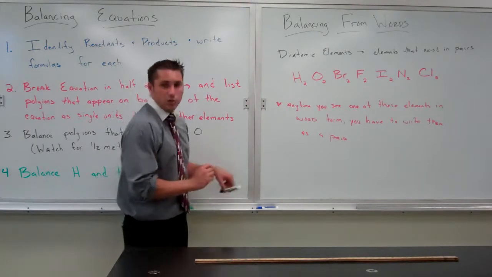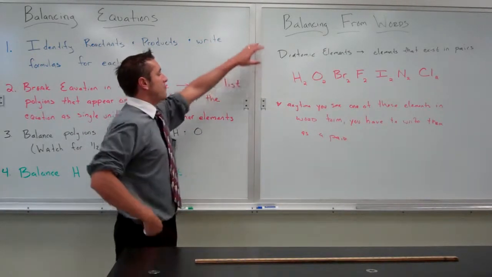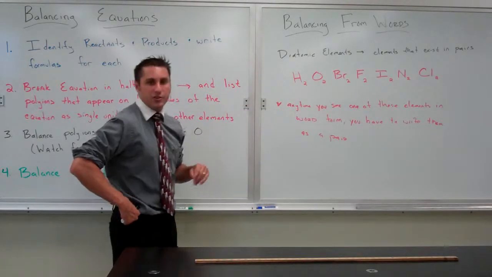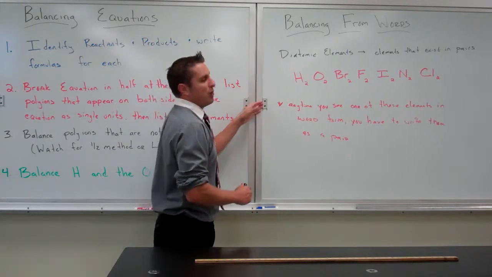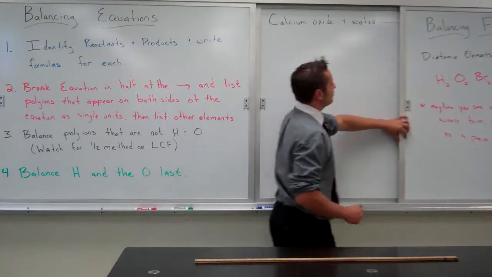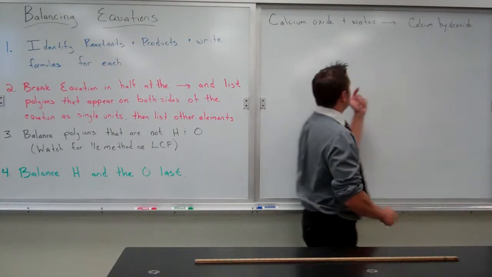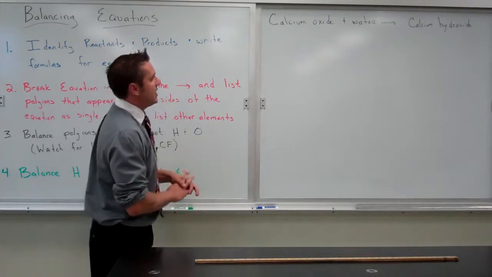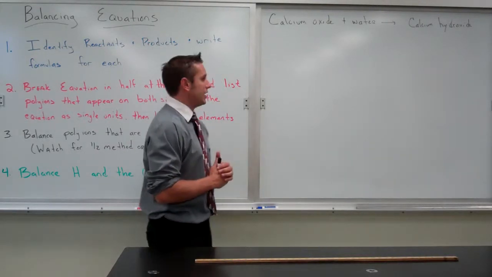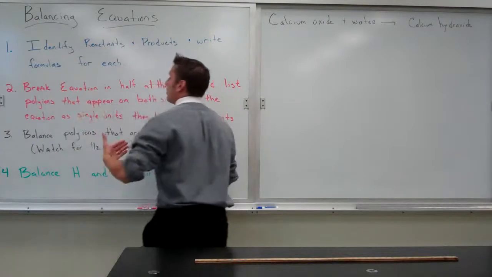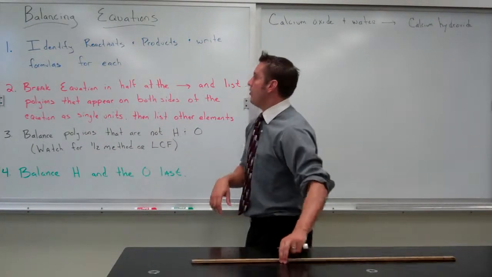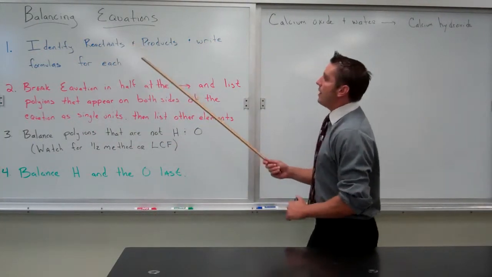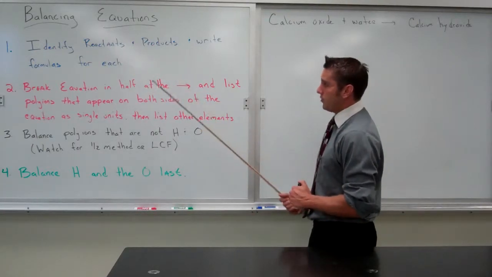So now we're ready to jump in and try some examples of balancing from words, now that we understand what these diatomic Hober-Finkels are. First example we have up here, calcium oxide plus water yields calcium hydroxide. So we're going to follow our steps to balancing an equation. And those steps say, identify the reactants and products and write formulas for each.